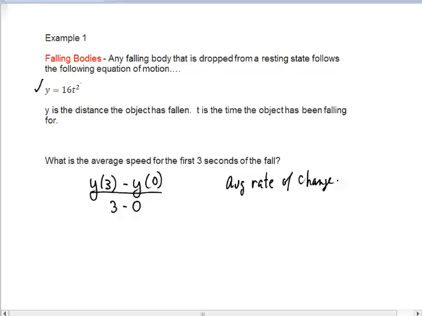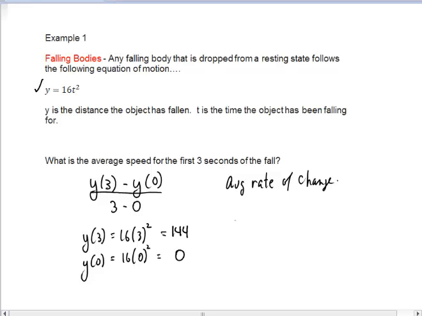So what we do is we evaluate the function at 3. Y at 3 is going to be 16 times 3 squared. Y at 0 is going to be just 16 times 0 squared. When we get those values, that would be 16 times 9, which is, I think, 144. And the other value is simple, it's 0.